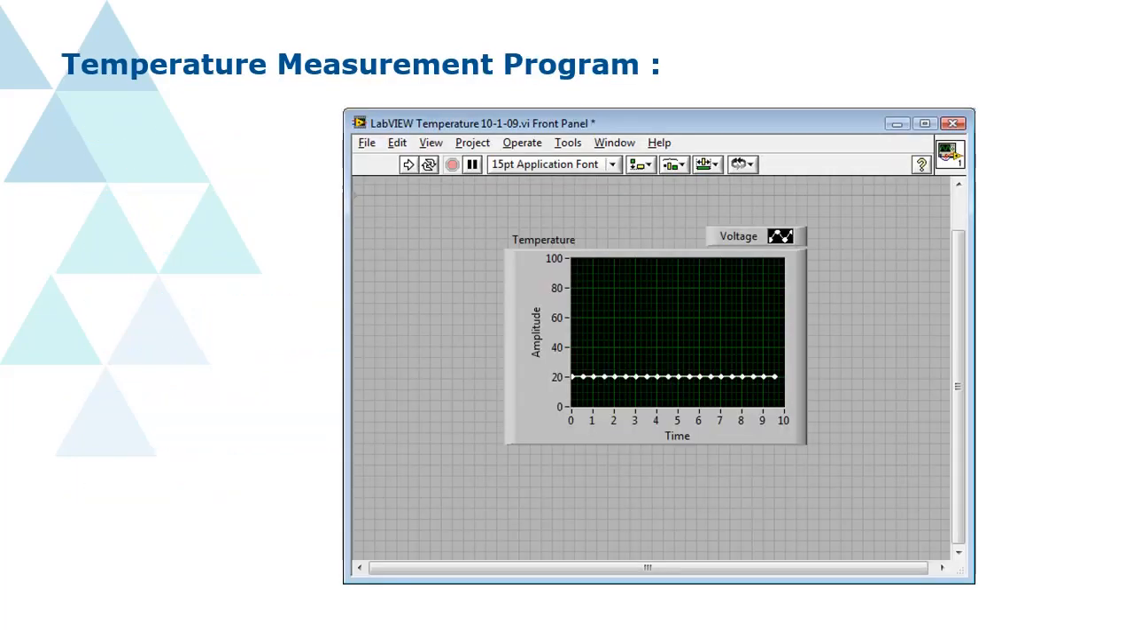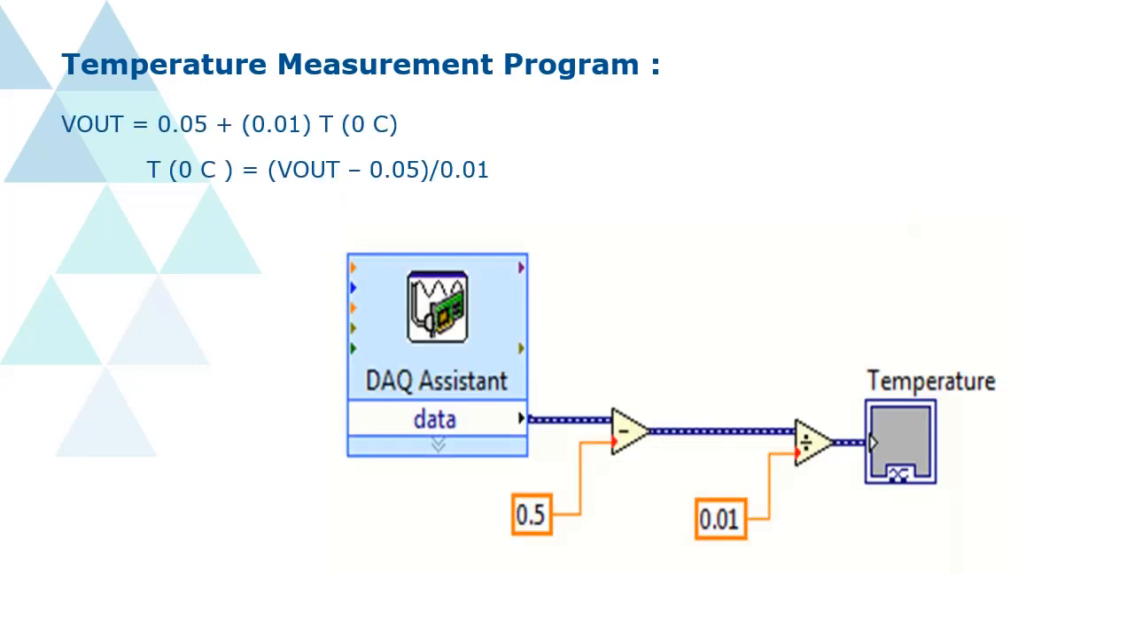So here you can see how a temperature measurement program can be designed in LabVIEW. You have to provide a scope in the front panel window to indicate the values of the measured temperature. As I said, we have to create a conversion equation from volts to degrees Celsius on the block diagram window. So here you can see the conversion equation: 0.05 plus, in brackets, 0.01 T, where T is in degrees Celsius. Now you have to wire the DAQ Assistant, conversion equation and chart indicator, and then save and run the program.